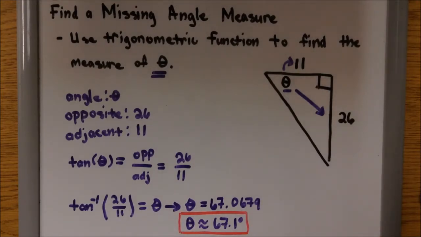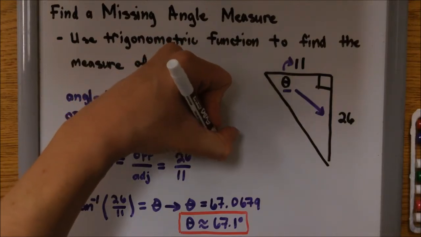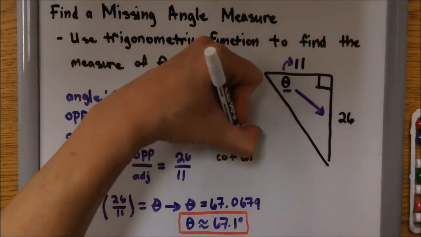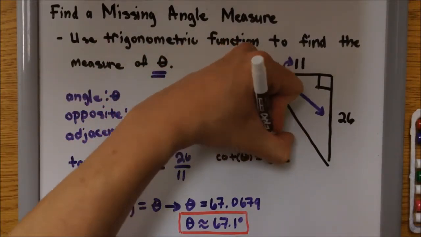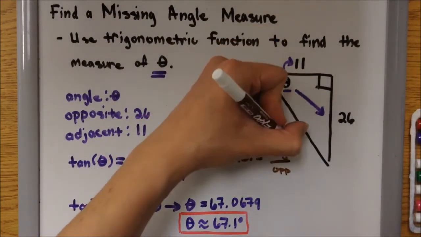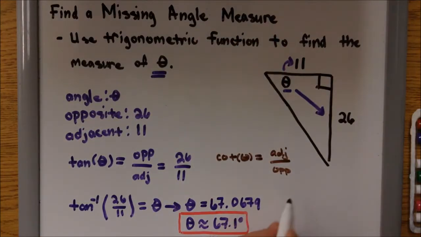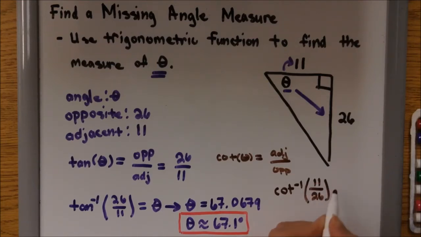Now cotangent is the opposite, the flip version of tangent. And right here, since I have little space, cotangent theta will be the opposite of this. So adjacent over opposite. So that means that if I were to do the inverse cotangent, adjacent will be on the top, so 11, and then opposite would be the 26 at the bottom, equals theta.